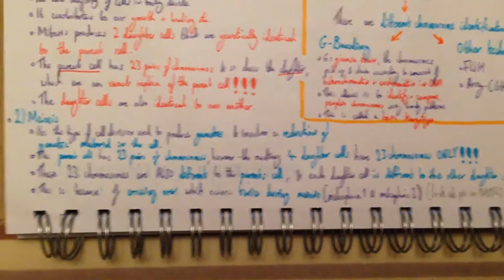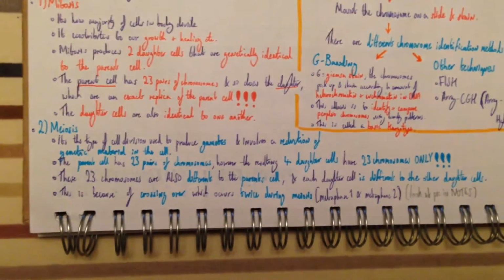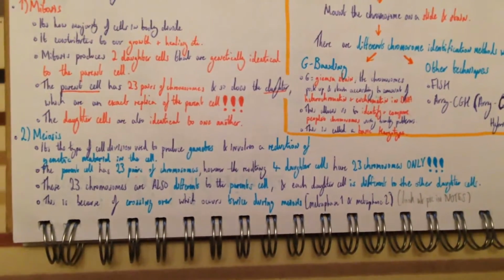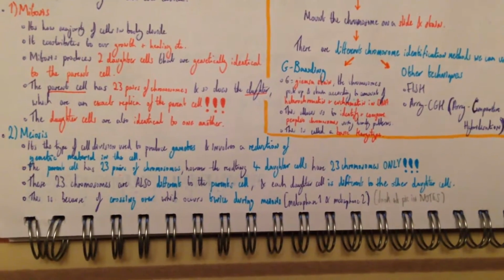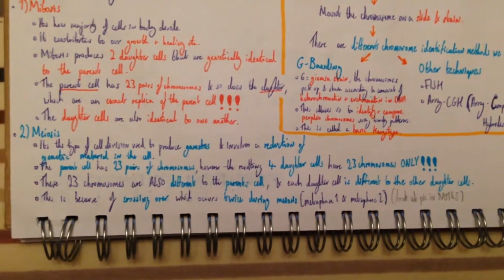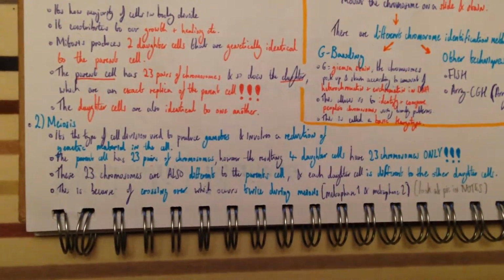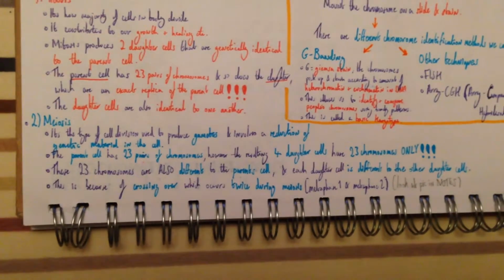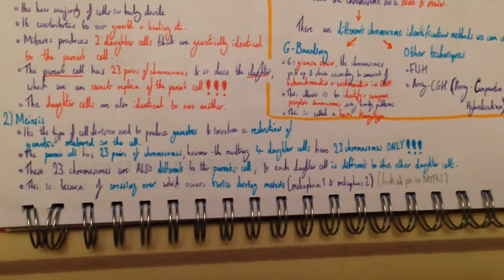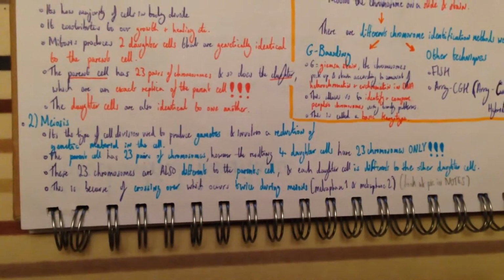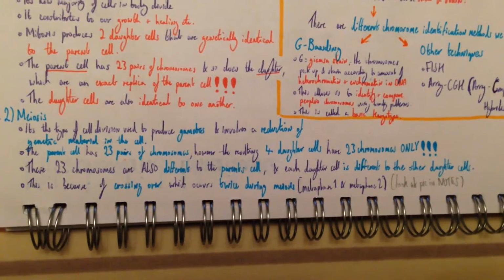Simple. Number two, meiosis. It's a type of cell division used to produce gametes and involves a reduction of genetic material in the cell. The parent cell has 23 pairs of chromosomes. However, the resulting four daughter cells have 23 chromosomes only. These 23 chromosomes are also different to the parent cell, and each daughter cell is different from the other daughter cells.